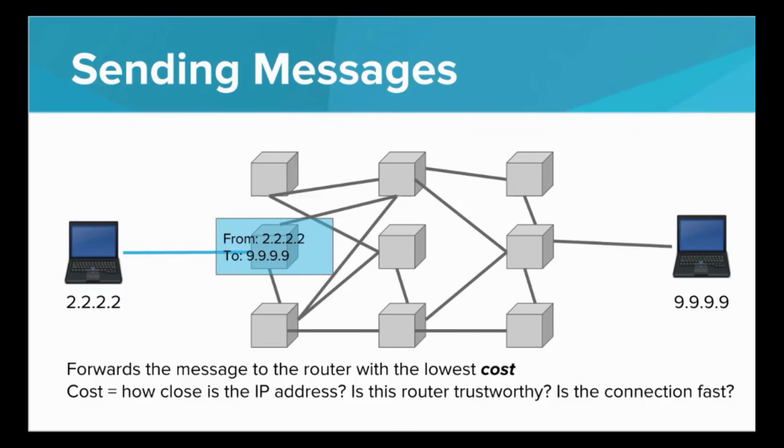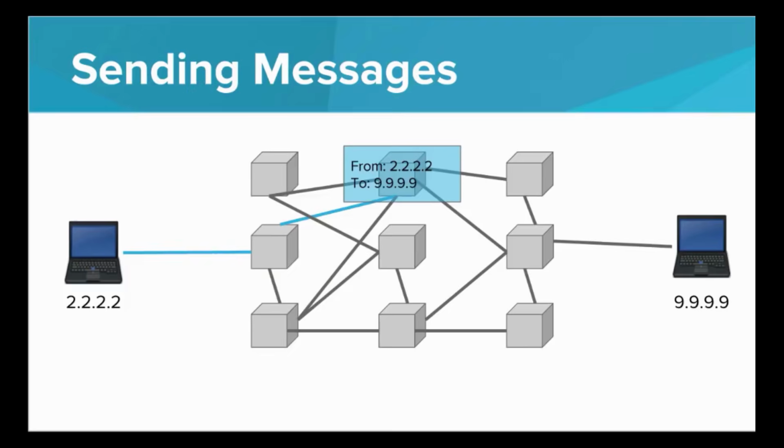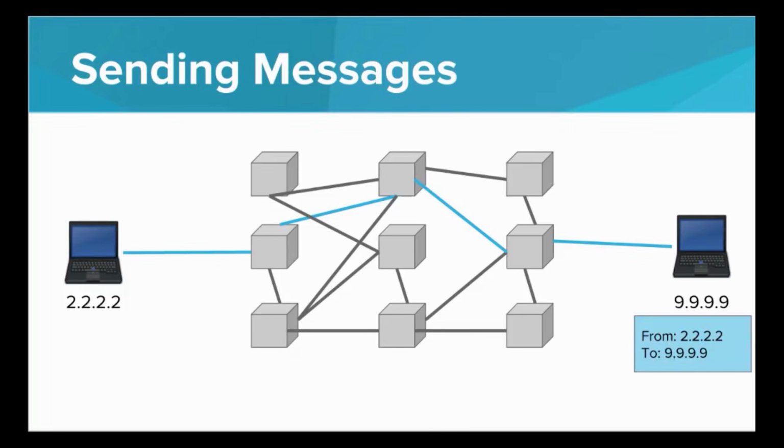So let's say it calculates that the top middle router has the lowest cost. It would forward that message along, and then the same process would repeat. It would look at all of its connections and say, what is the best place for this message to go? How is it getting closer to its final destination, and is it reliable? So let's say it calculates the middle router on the final row, it forwards it along there, and now the message can get all the way to its intended recipient.